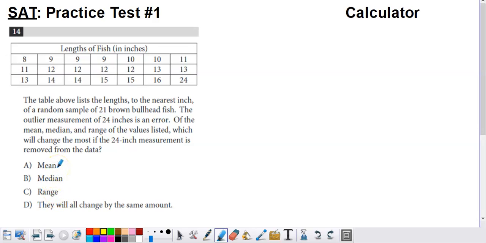So mean is just the average. So if I add up all 21 of these values and divide by 21, and then I remove this, and I add up all 20 of the remaining values and divide by 20, I am going to get a slightly smaller value. Removing this largest value from the list is going to cause the mean to go down a little bit, but I still have 20 other values that are being left within that calculation. So the mean is going to change, but it's not going to change by very much.